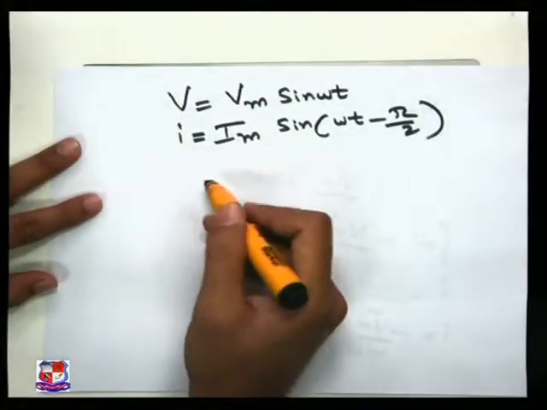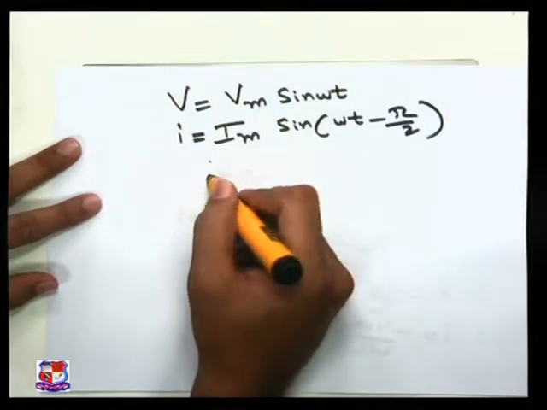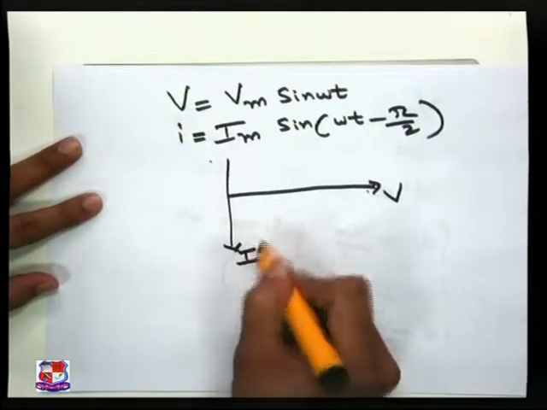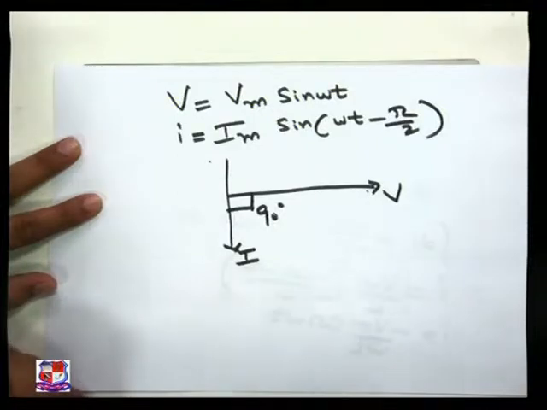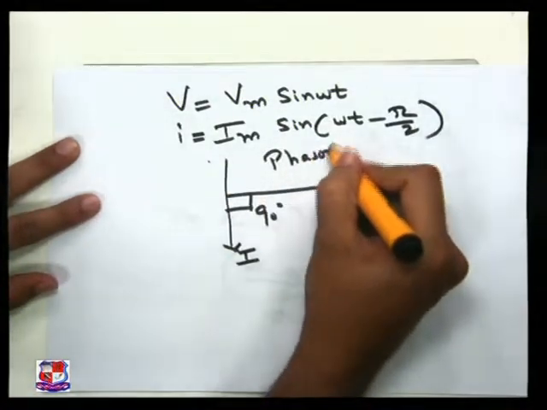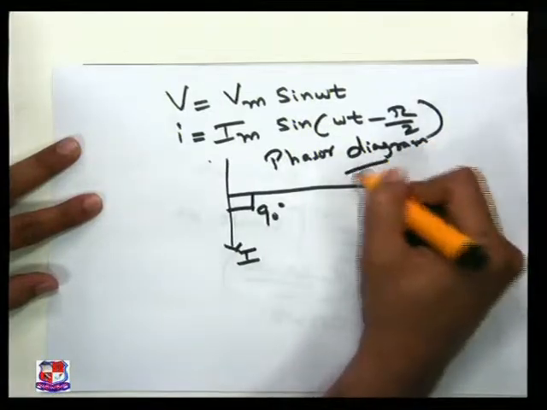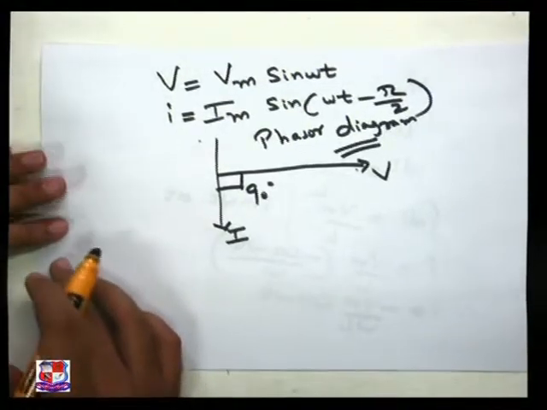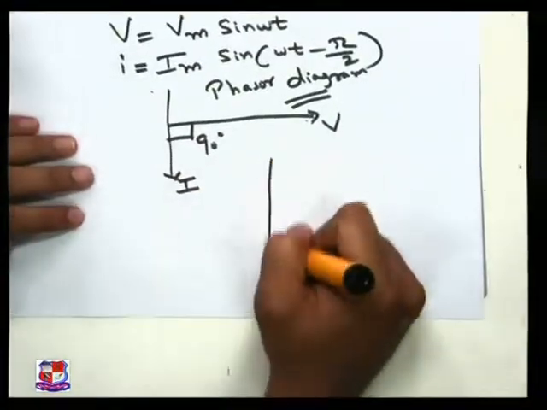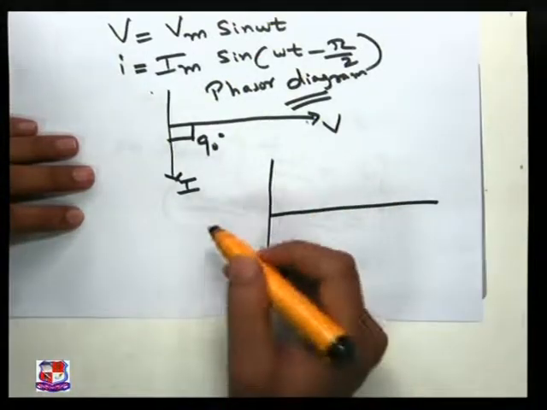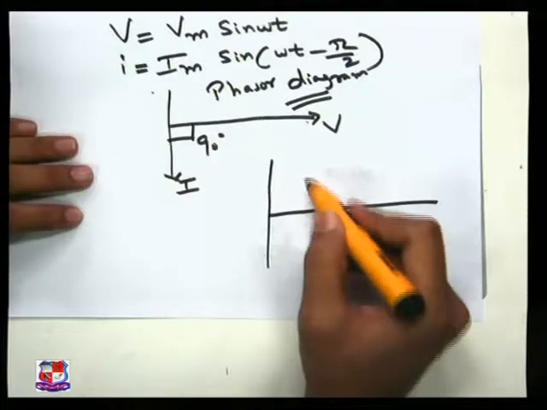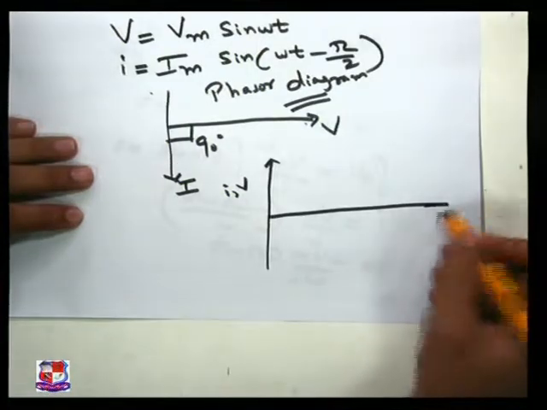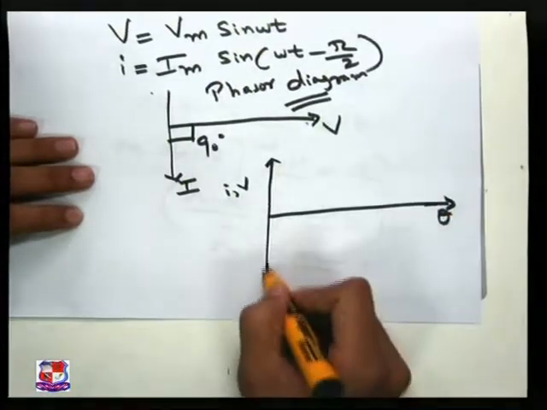Again, we can draw a simple phasor diagram. This is V, and this you can take as current I, it will be 90 degrees apart, right? This is a simple phasor diagram. Okay, the AC waveform also you can draw, so here it will be like I and V, and here you can take radian or theta.